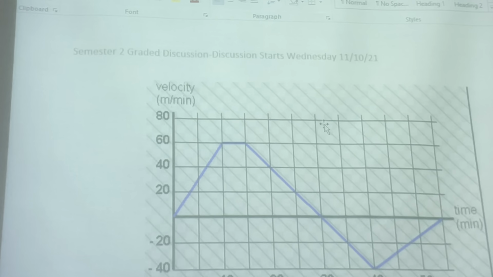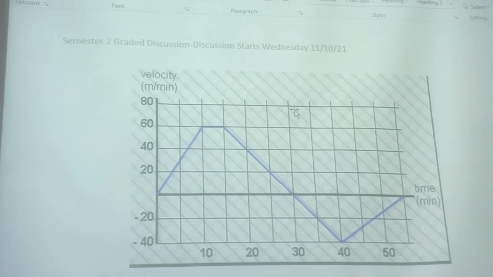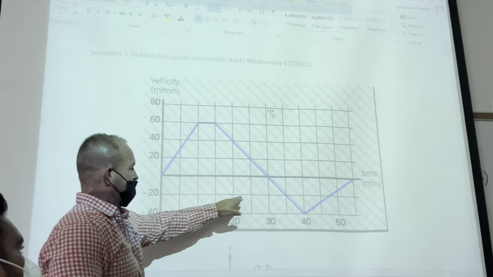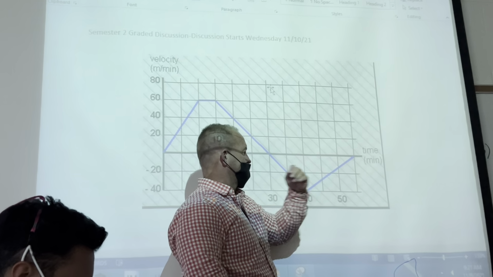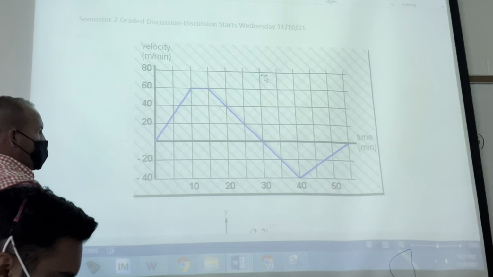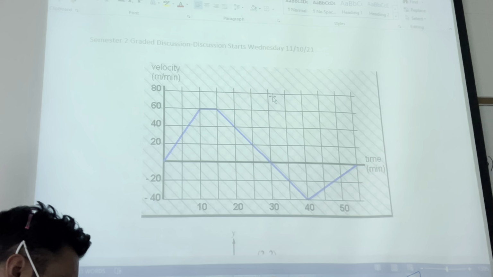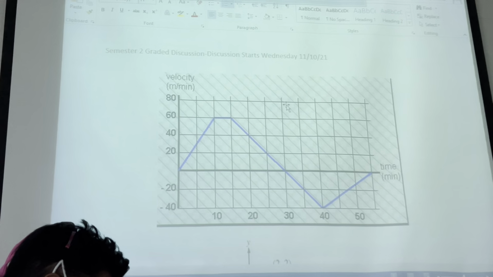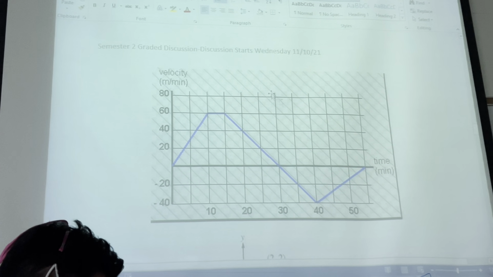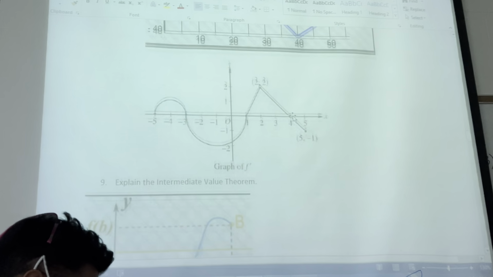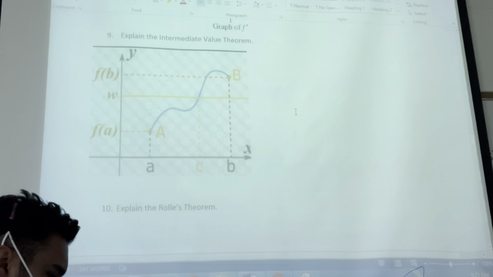Graph where it potentially has an absolute maximum, we'd have to test 0, we'd have to test 30, we'd have to test 55. Okay? And we do a comparison of those numbers. And obviously the answer should be at 30.